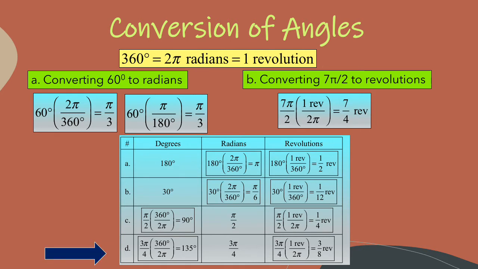In changing 3 pi over 4 radians to degrees, we multiply that by 360 degrees over 2 pi, and we get 135 degrees. To convert to revolutions, we multiply 3 pi over 4 times 1 revolution over 2 pi, getting 3/8 of a revolution.